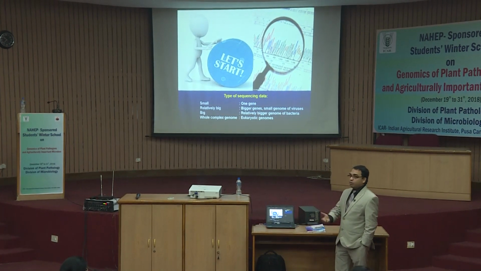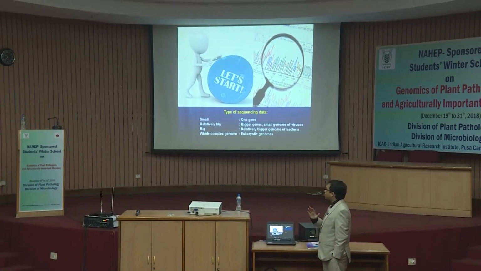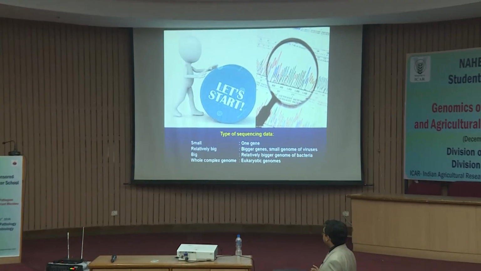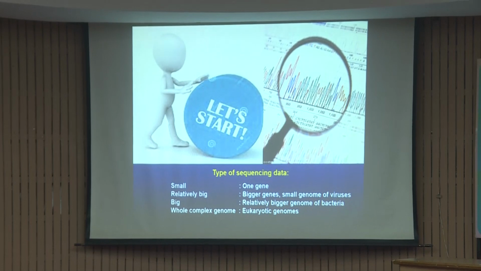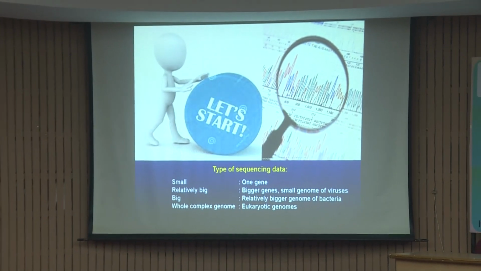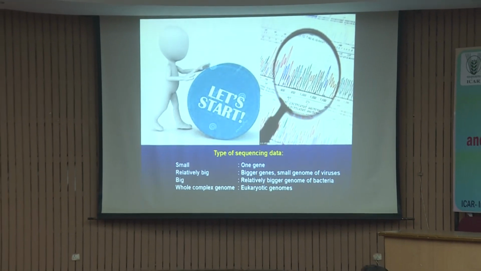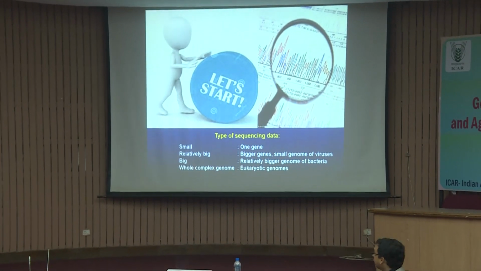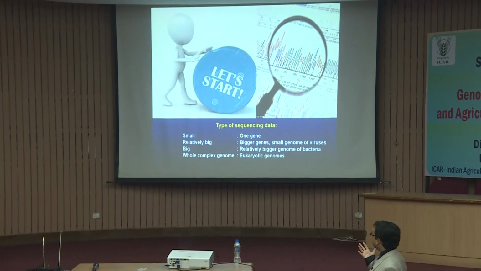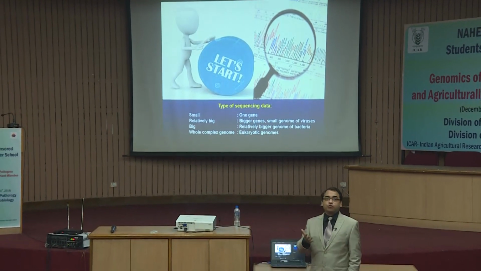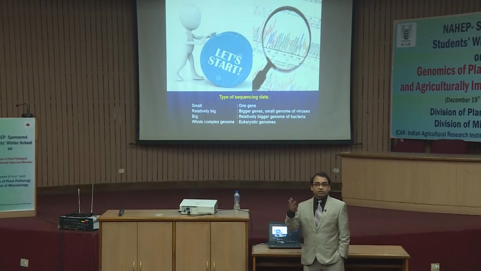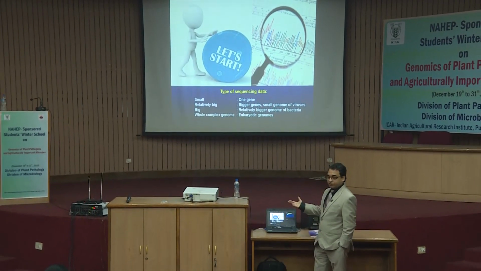So, you may come across, or you have generated, different kinds of sequence data. The sequence data may be small, maybe one gene sequence, or relatively big, that is bigger genes, smaller genomes of viruses, or big sequence data like the relatively bigger genomes of bacteria, and whole genome, complex genome data of the eukaryotic genomes. Okay. So, these different kinds of sequence data you may have. To analyze that sequence data, how do we proceed?